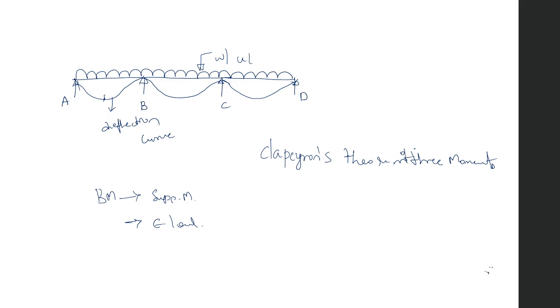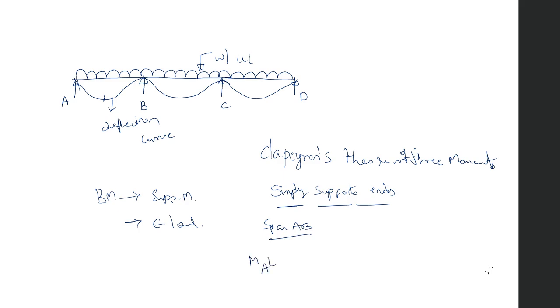How to apply this theorem depends upon the end supports. There are two different cases: one is fixed ends, for which the theorem will be different, and the other is simply supported ends. Let us see, if the beam has simply supported end points, then the theorem is applied as follows for span AB.